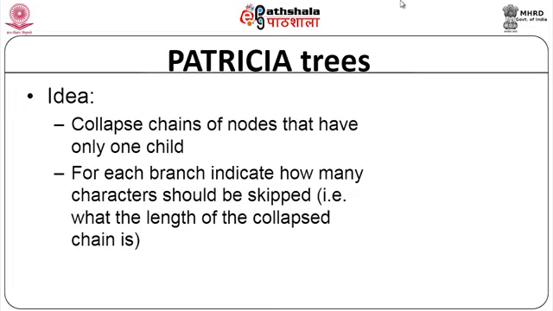Collapsed chains of nodes that have only one child. For each branch, indicate how many characters should be skipped. This is the difference. Even there we collapsed. In compressed tries also we collapse. But here what we do is there is an indication of how many characters to skip. That is, the length of the collapsed chain is also indicated.